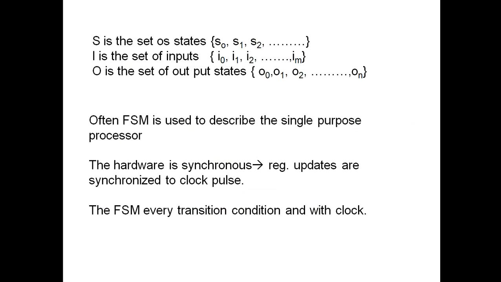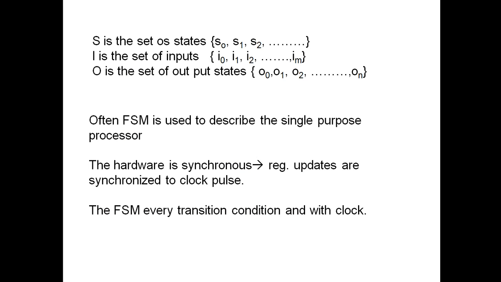S is the set of states, S0, S1, S2. I is the set of inputs, I0, I1, I2. O is the set of output states, O0, O1, O2. Often a finite state machine is used to describe a single purpose processor. The hardware is synchronous, such as a register. Updates are synchronous to the clock pulse. In the finite state machine, every transition condition is synchronized with the clock.